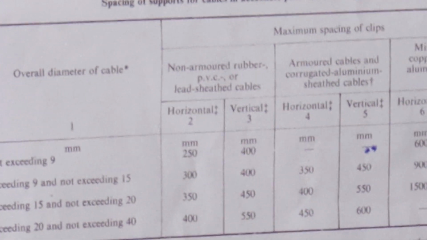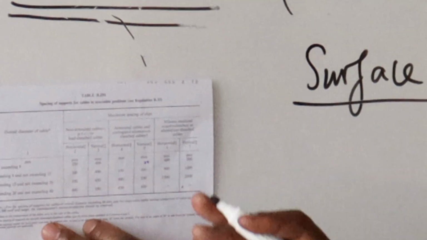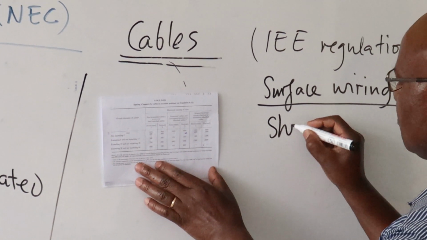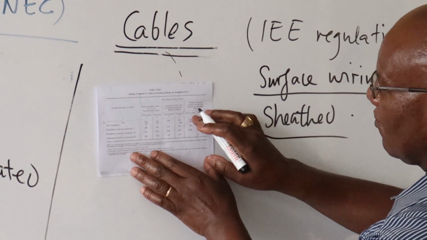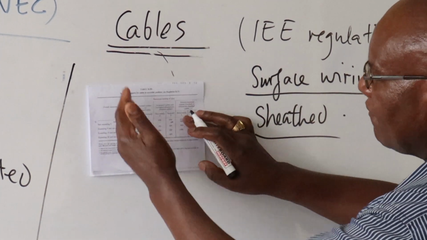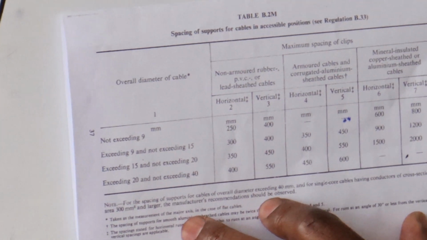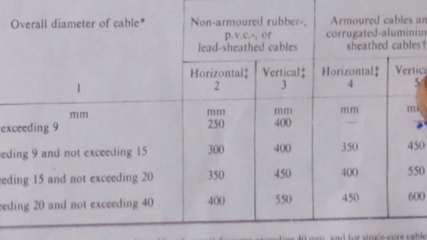Now, when you are doing your surface wiring, it means we need protection for our installations. So in surface wiring, all the cables must be sheathed. So here in the first column, in surface wiring, you need to support them. If they are climbing on the wall or ceiling, you need to do their support.